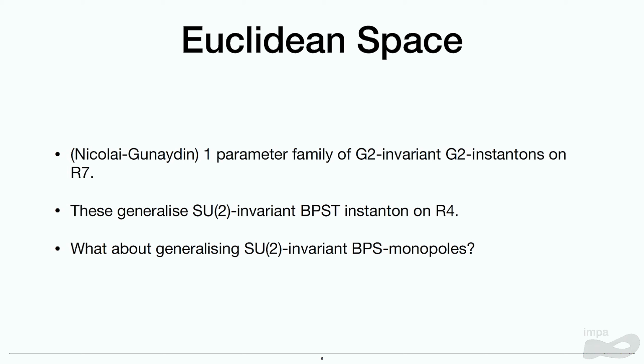OK, so I want to think of some examples where I can use these cohomogeneity 1 symmetries to generate some monopoles and some instantons. This goes back to the foundation of the subject of G2 gauge theory, the one-parameter family of G2-invariant G2 instantons on R7 by Lotay and Oliveira. So these model, perhaps, the better known SU2-invariant BPST instantons in R4. And their construction is very similar.